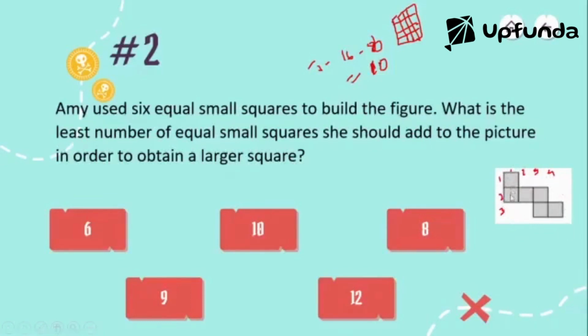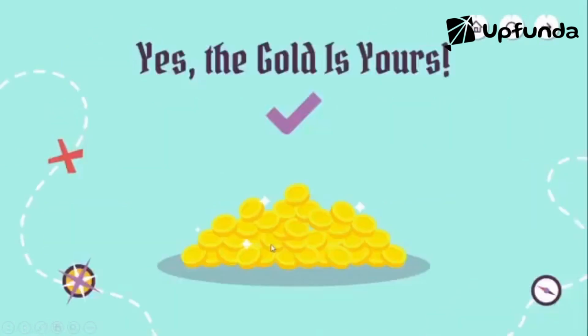She already has 6 small squares here. For a 4 cross 4 square there will be 16 small squares. For that you have to subtract the present squares from the total squares. So there will be 10 small squares Amy needs. Can we check the answer? Yes, the goal is yours. It is the correct answer. Okay children, can we now move on to the next level?